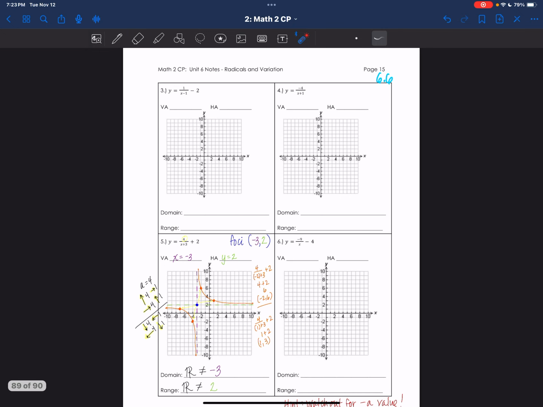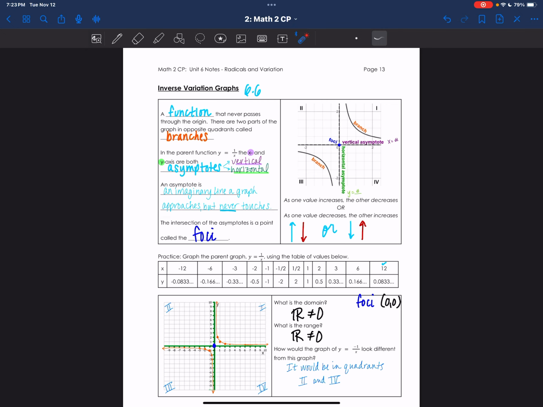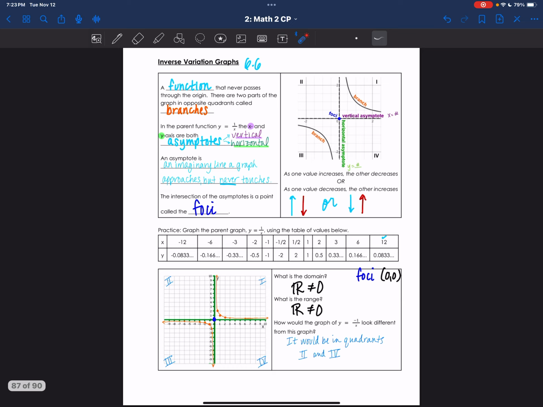All right. So that is how you do inverse variation graphs. There's a lot of information here. Make sure you're watching the video, writing down all the notes, and then asking questions if you need help.